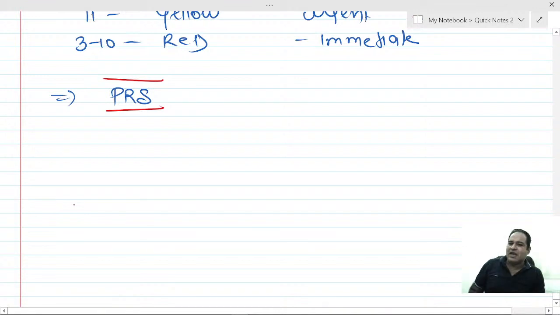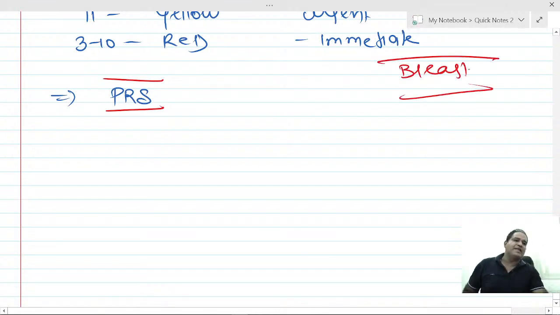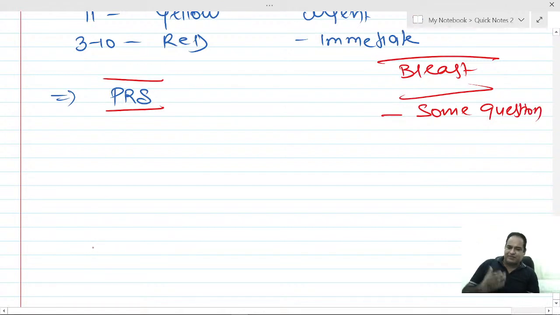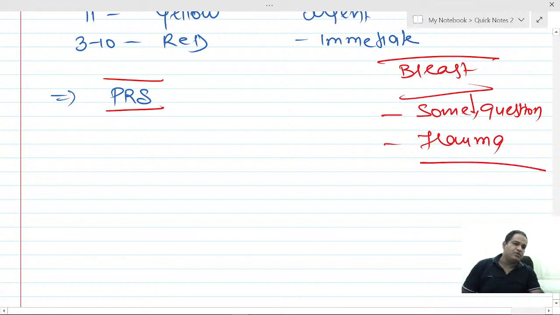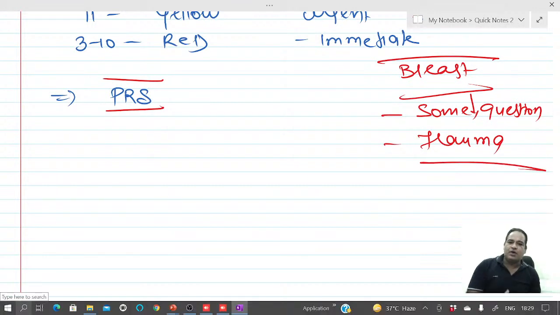After we are done with the trauma, next in the list will be breast cancer staging. And after that, I will ask some of the questions. So these are next on the list, because we are about to finish the topic of trauma. After that, we'll discuss some of the questions. Then again, we'll come to the topic of trauma and your queries.